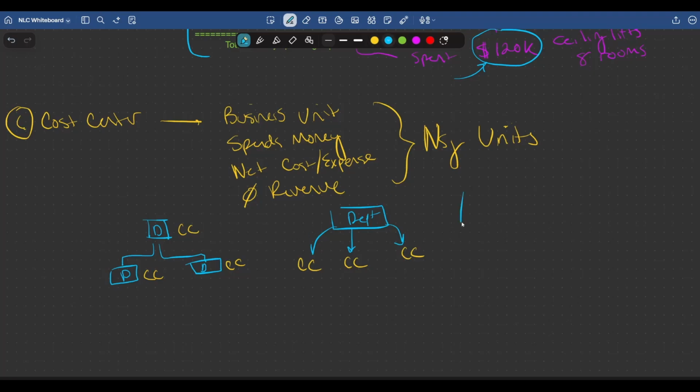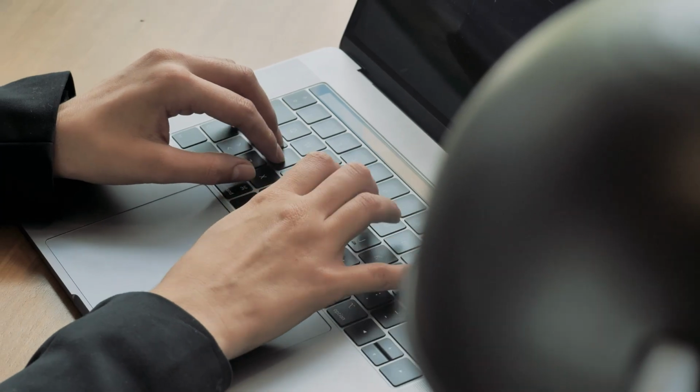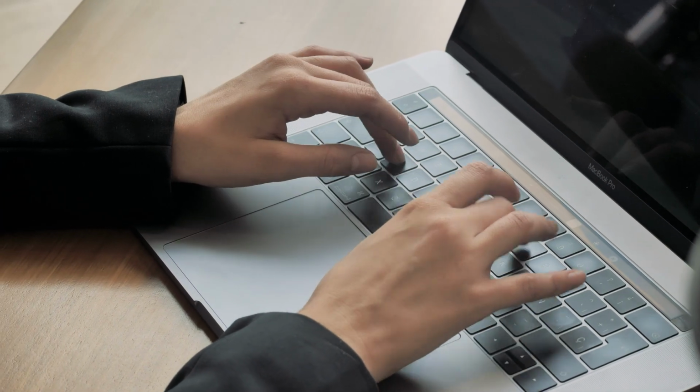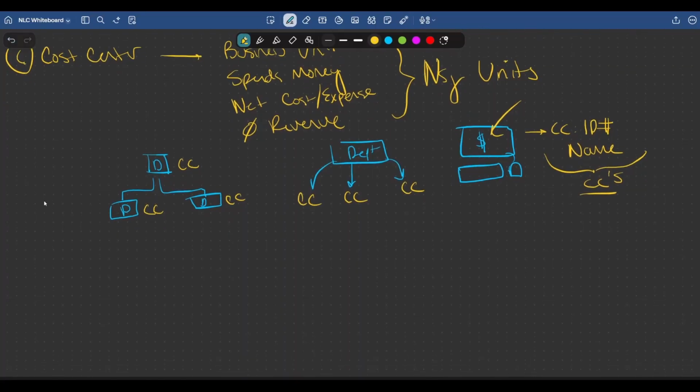You'll also note that in your finance database system, you're likely going to have a cost center ID code, like a number, and it might have its own name. And you're likely to memorize these. When you manage a department, you end up knowing your cost center or cost centers by heart, because this is how you plug in the data and figure things out in the system. So that is the idea of a cost center.